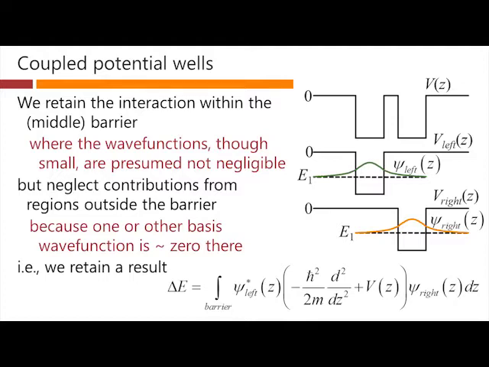So we will retain this result. This is the integral within the barrier, and within the barrier we're not presuming this wave function is 0, psi star left, and we're not presuming this one is 0, psi right, and we're not presuming that this Hamiltonian gives us 0 result. Now, it is true that the potential is 0 inside the barrier, but this derivative here is not in general going to give us a 0 result.